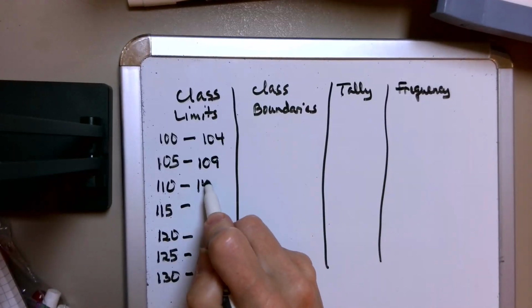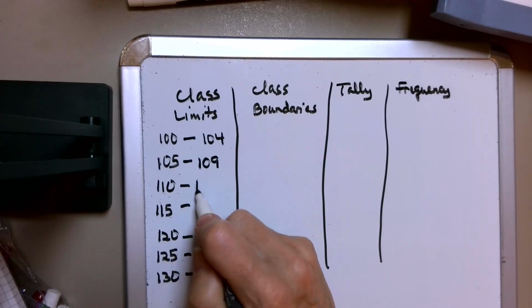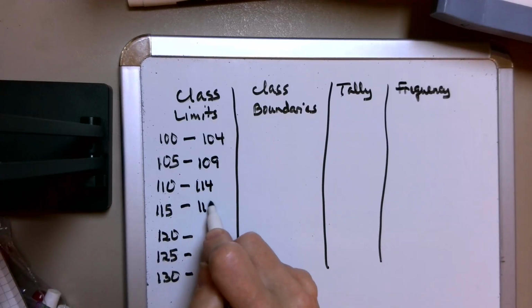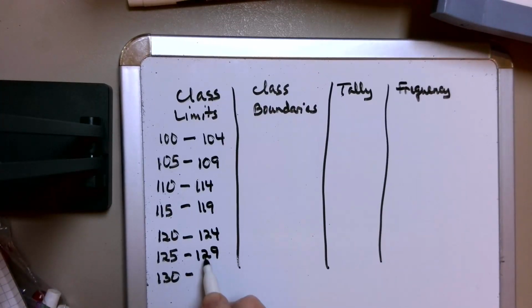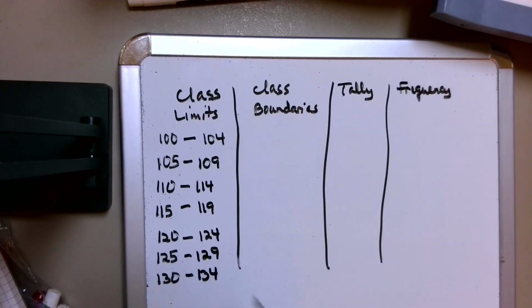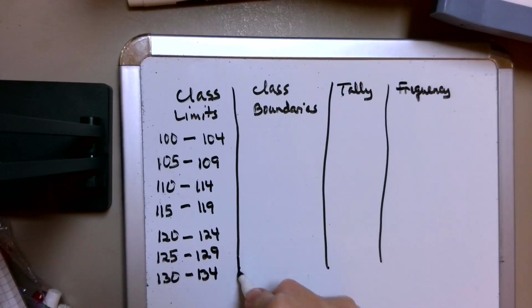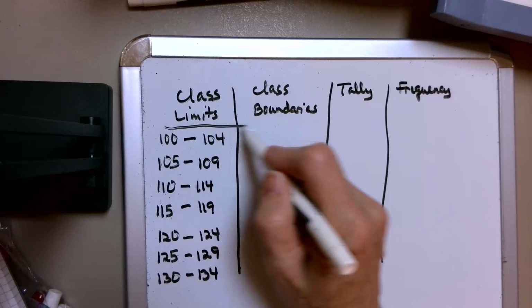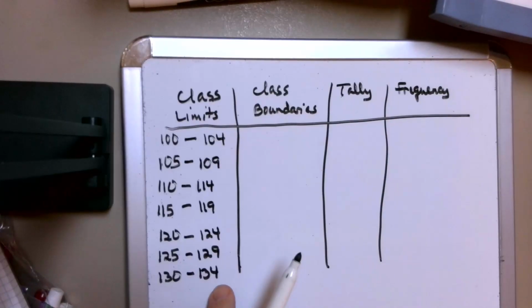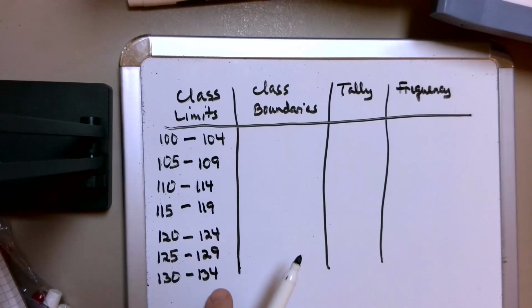So if I add 5, I've got 114, 119, 124, 129, again adding 5, 134. And remember the highest data value was 134. And so all of our data is going to be included in those classes. Sometimes the upper class limit of the highest class, the last class, is higher than the highest value, just how it works out.